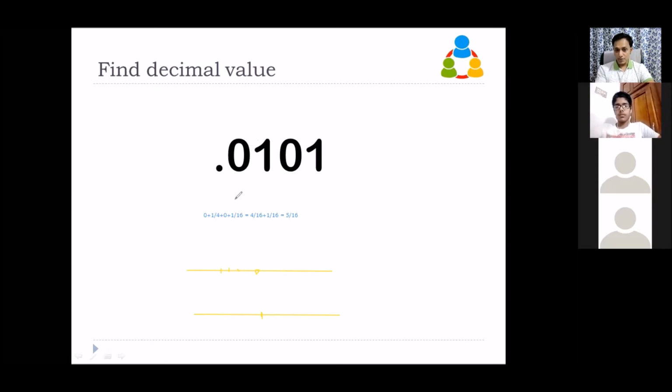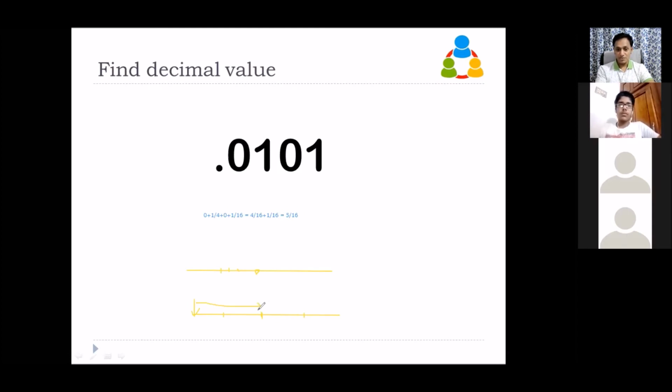Now the second position, as you told, is 1 into 1 by 4. That means you are dividing the whole piece into 4 pieces: 1, 2, 3, 4. First position is 0, so your position was here. Now the next one is 1. Once you divide it into 4 pieces, you know it is either between this and this, or between this and this. The first 0 tells you your value is between this and this.